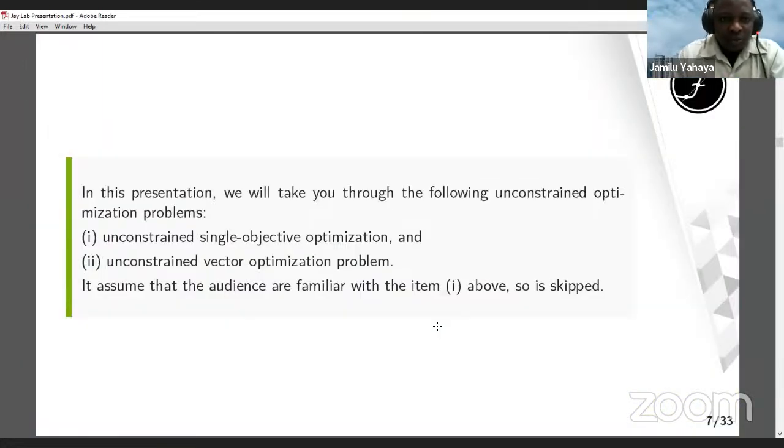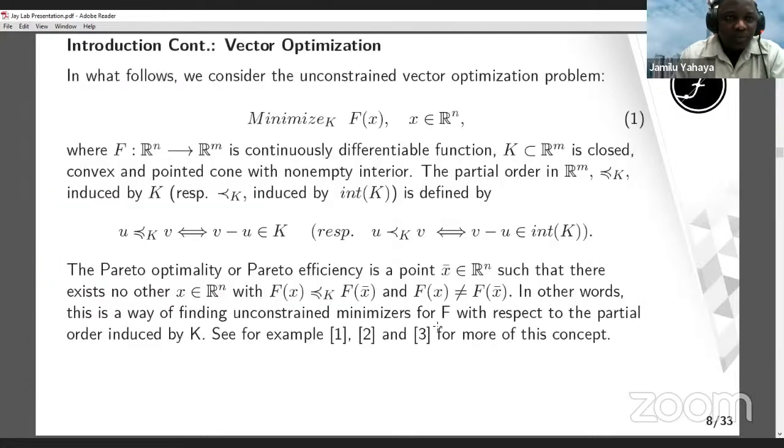So in this presentation, we'll take you through the following unconstrained optimization problems: the unconstrained single objective optimization and the unconstrained vector optimization problem. It is assumed that the audience are familiar with item 1, that is the unconstrained single objective optimization. So it is skipped due to time factor.